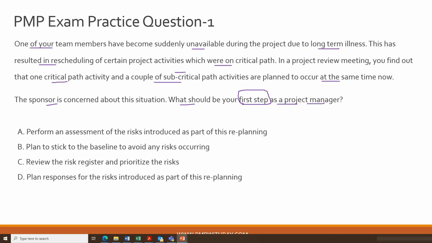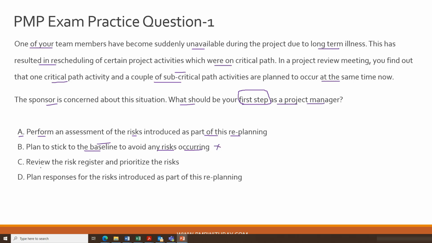Okay, right. So option A, perform an assessment of the risks introduced as a part of this replanning. Now, this seems to be quite a reasonable approach to me, that you are performing an assessment first and then you plan on the different actions which may or may not be taken, etc. So we'll hold this option for now. Option B, plan to stick to the baseline to avoid any risks occurring. Now, realistically, guys, this will not be possible, right? Because you are already off baseline at the moment and the risk has already happened in your project. So it is not a risk anymore. It's an issue which you need to handle, right? So that way, option B is incorrect.